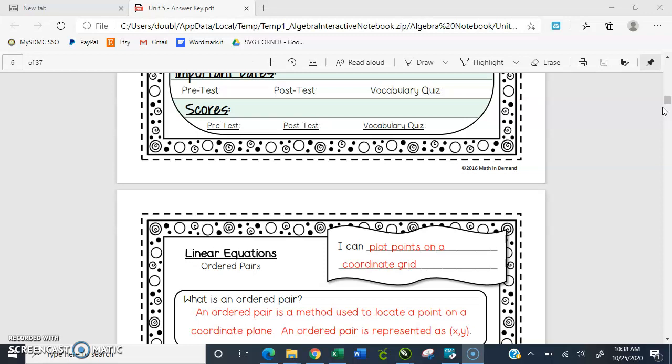Okay, so we're talking about ordered pairs this week, and here's what we should be able to do after we finish. We should be able to plot points on a coordinate grid. Okay, so our essential question is, what is an ordered pair?